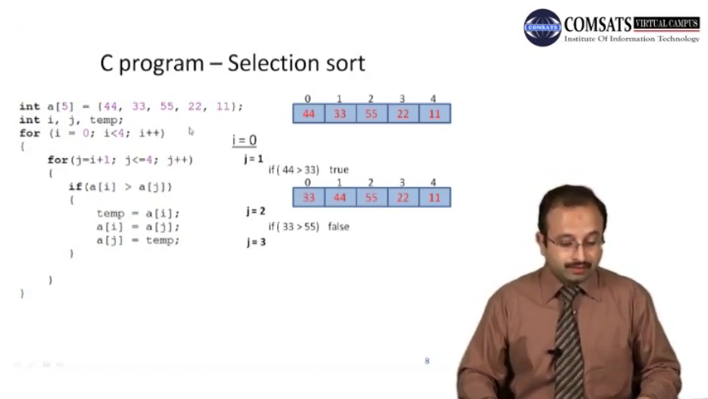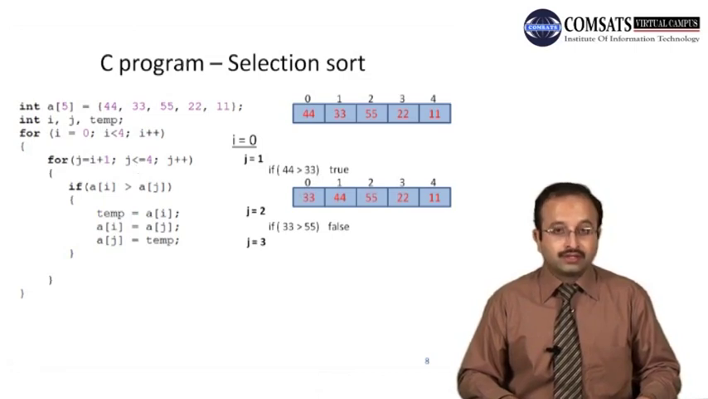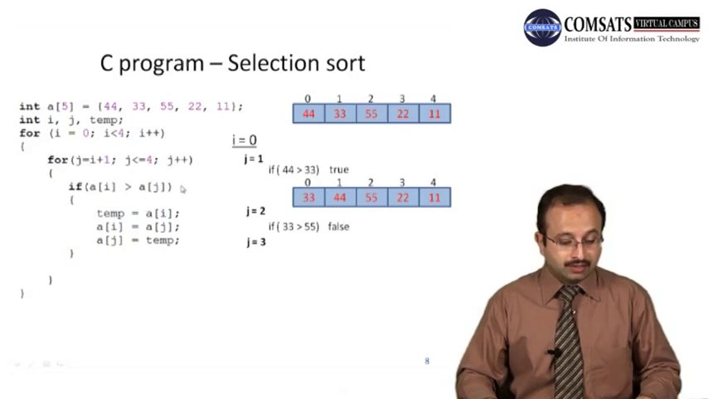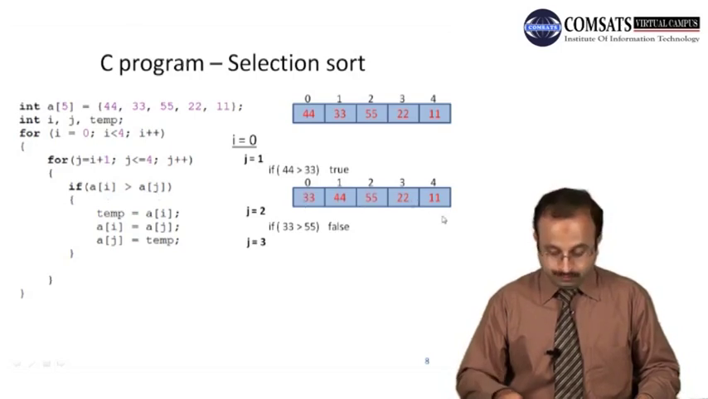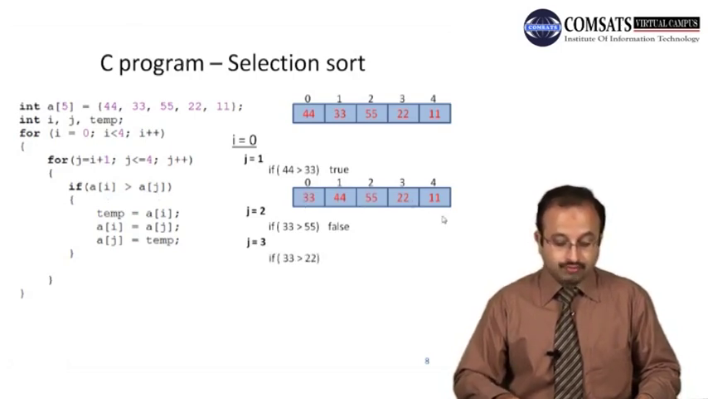The condition in the inner for loop is 3 less than or equal to 4. The condition is true. So when this condition is true, it comes inside and executes this if statement. Check this if statement. a of 0, i is still 0, is greater than a of 3. So 33 is greater than 22. This comparison is performed in the if statement, and the condition is true.